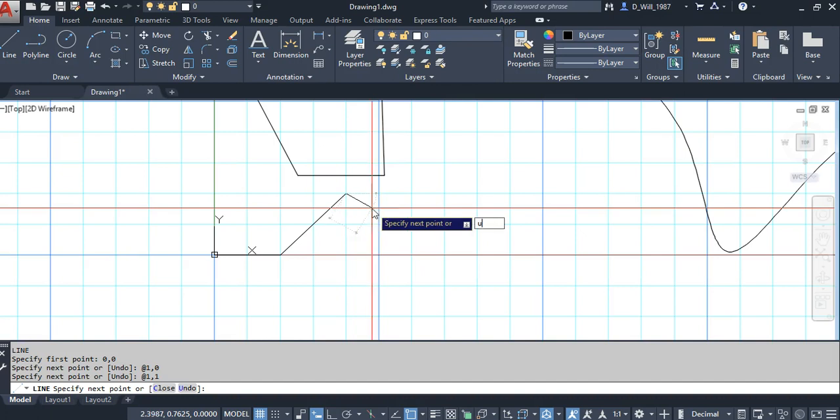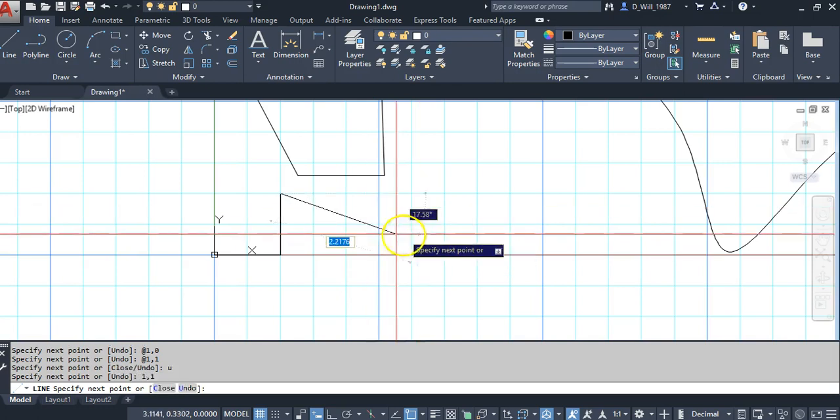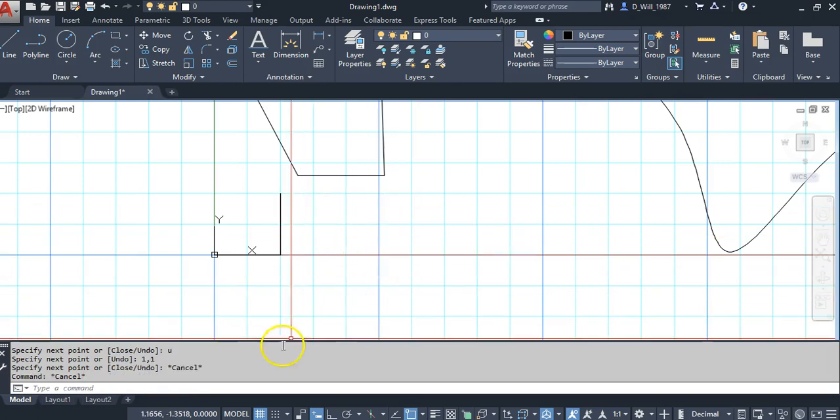So how do we fix that or undo that? Well, if you type a hashtag 1, 1, well, then it goes back to the old style of absolute coordinates that you're familiar with. So again, if you like dynamic input, work with it. Personally, I don't like it very much.